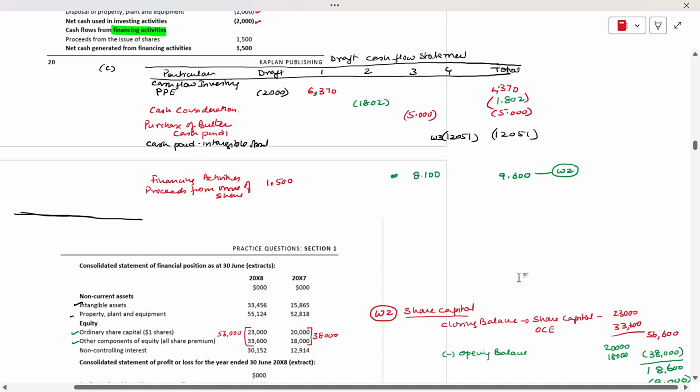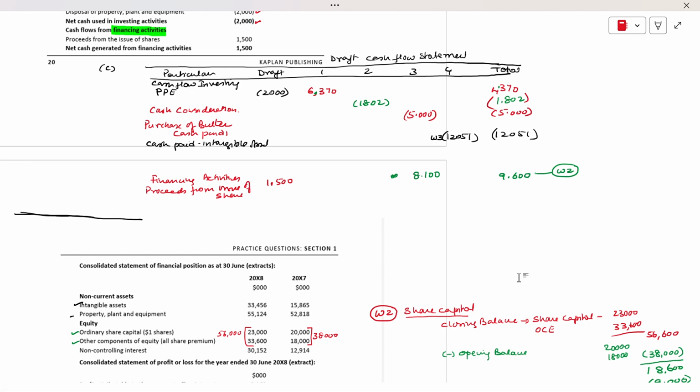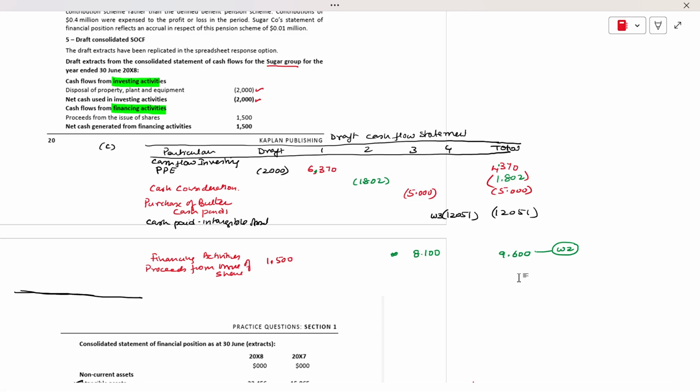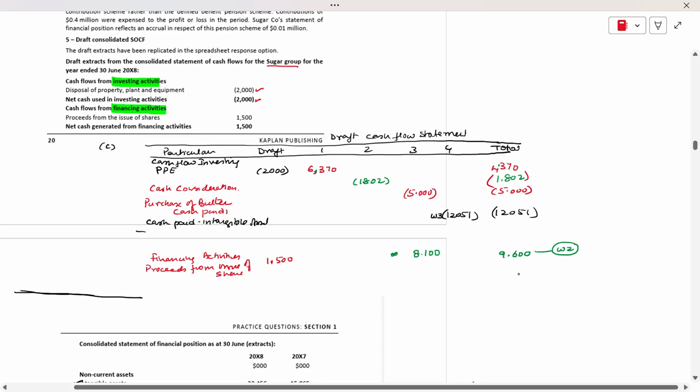Check. 6370, cash 5000, 1, 2, 3. Is it right? Net cash used in investing activities. How much is that draft? Fine. Okay, net cash used in the investing activities. Fine. Okay. Shares we have taken 1.5 and this one. Net cash. Here they have mentioned this. Net cash used as per the draft. Okay, as per the draft.